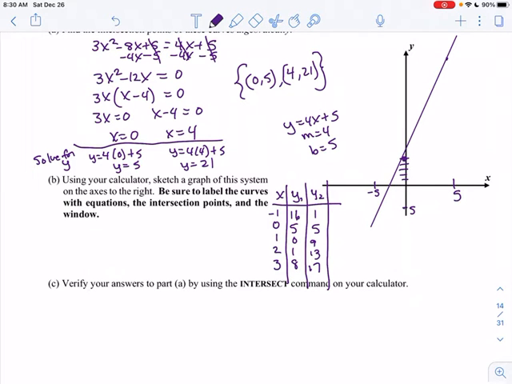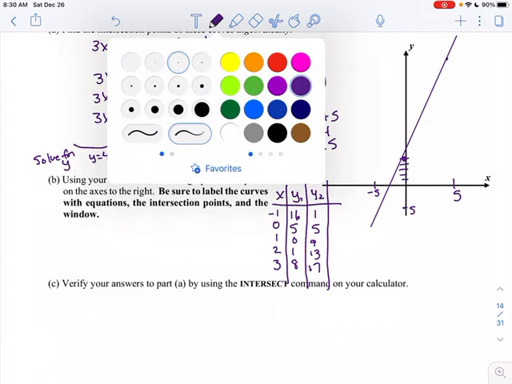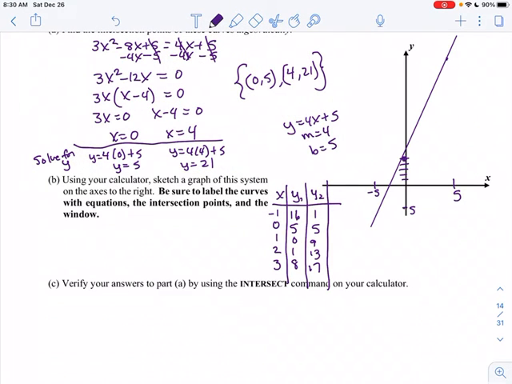Okay, it goes something like this. And then my parabola, I'll leave that like that, has to go something like this. It has to go through that point right there, and then it's going to go below and back up. Again, it was just a sketch.